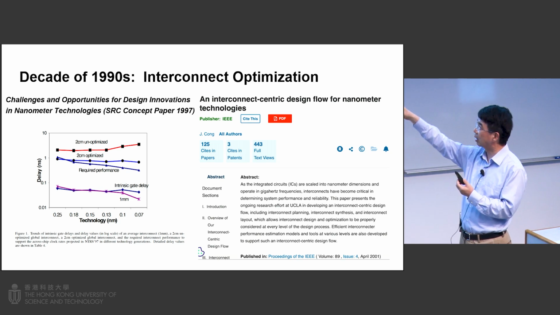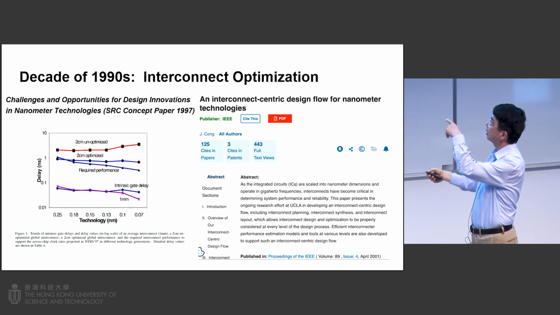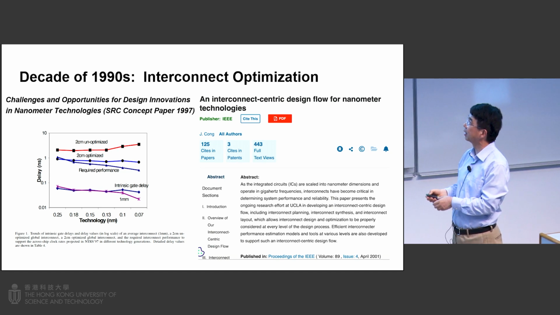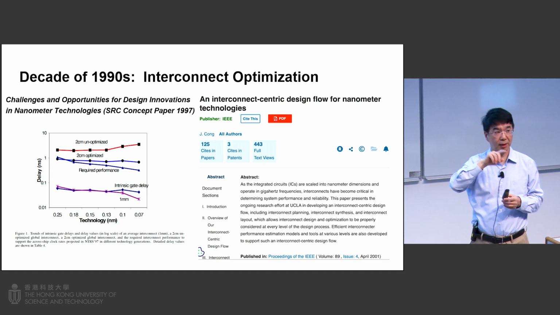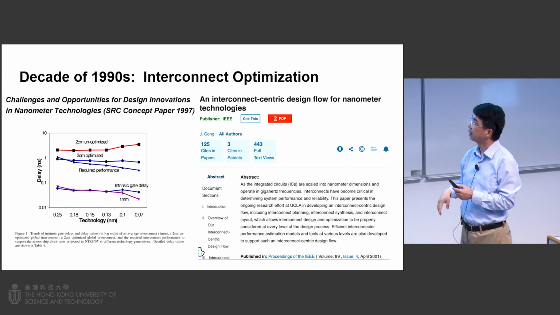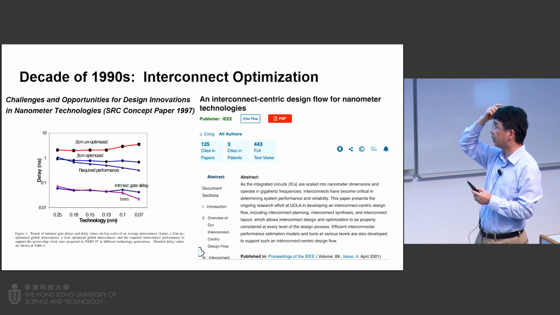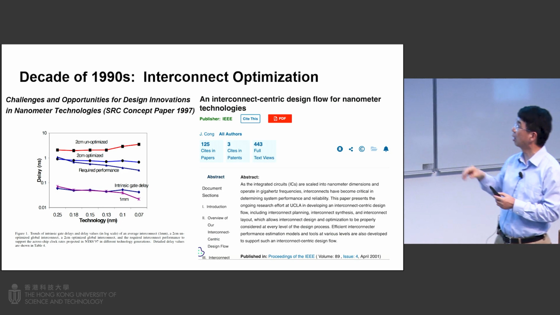On the curve there, I showed you that the 1 millimeter line is already on the order of gate delays. If you look at the 2 centimeter lines, which go corner to corner on the chip, it is much, much higher than the gate delays. So you have to think about how to optimize the interconnect, not just optimize the logic.